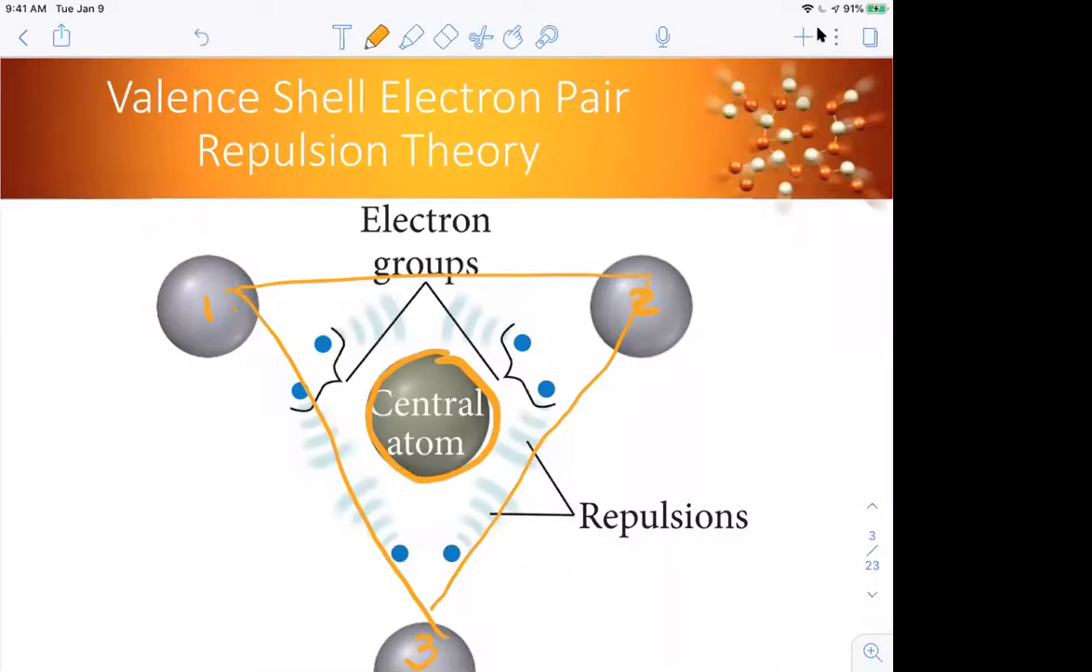And because I have 3 electron groups, I know that when I look at this central atom and I consider the bonds to these 3 electron groups, these 3 groups are going to orient themselves in this triangular geometry, and all these atoms are going to be in the same plane. So this geometry is going to be called trigonal planar.